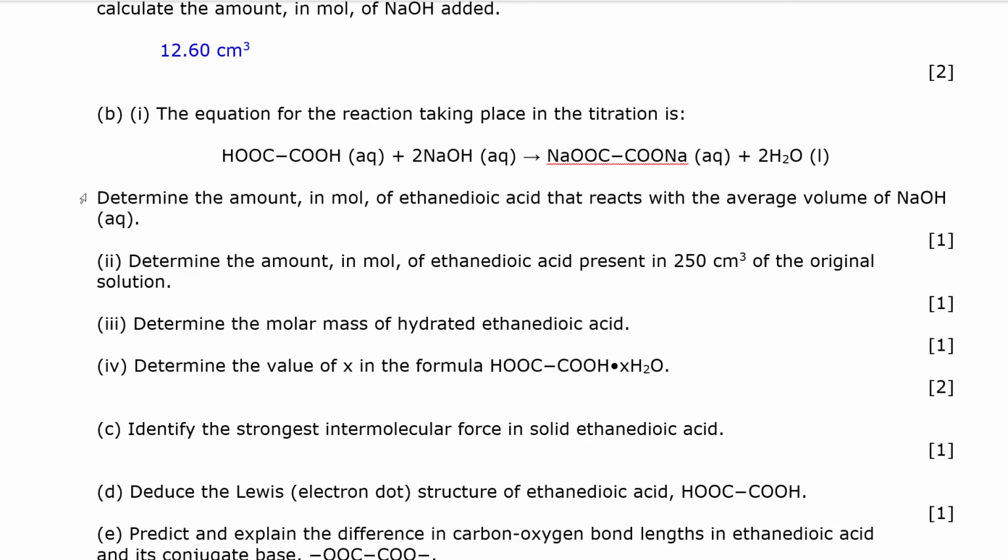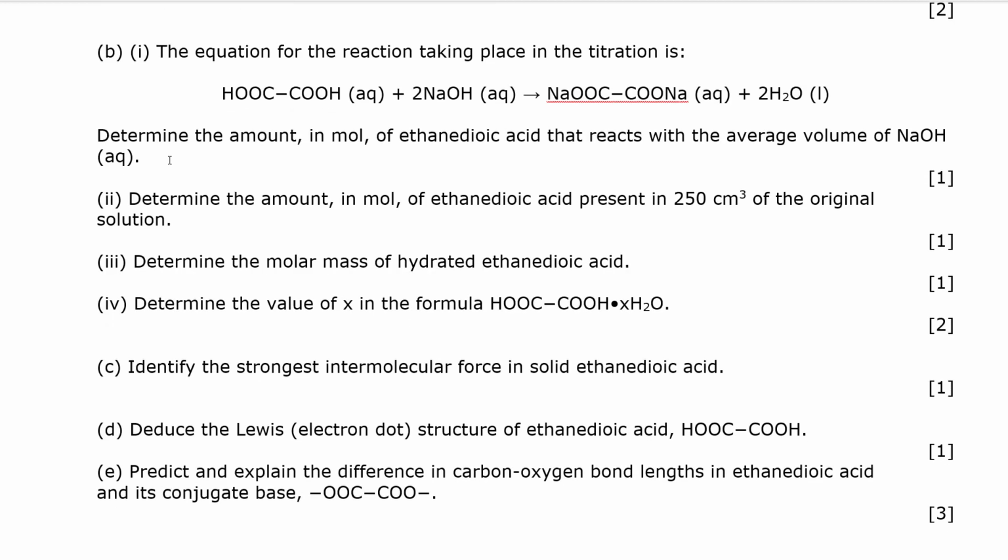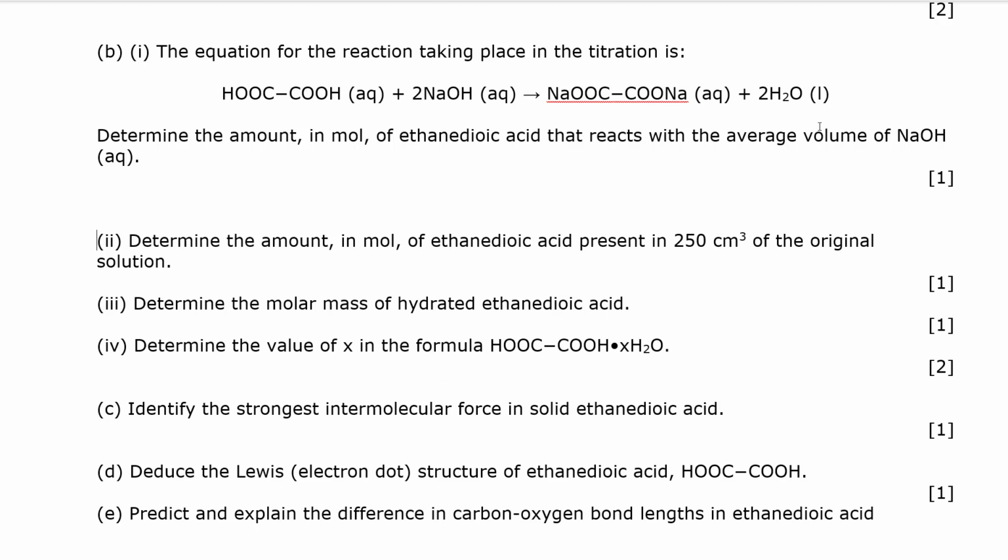Okay, now then, what do we do? The equation for the reaction. Now they've given you the equation for the reaction. That was very nice of them. I wouldn't have given you it. I'd have let you work that out for yourself. Determine the amount in moles of ethanedioic acid that reacts with the average volume of sodium hydroxide. So first of all, we want the moles of sodium hydroxide, moles of NaOH.